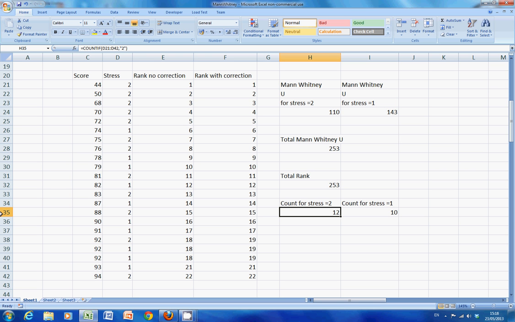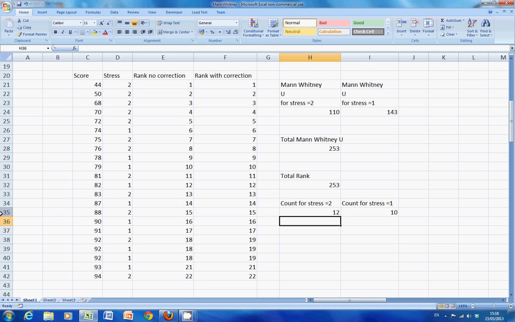I then wanted to find out the count, how many people had stress equal to 2, how many people had stress equal to 1. So here's our good friend COUNTIF. So I'm counting the number of entries in D21 to D42 that have 2 as an entry. And for those of you that are new to Excel, for some bizarre reason, the numerical value has to be put in quotes. You would think that would be normally text, but the way COUNTIF works, it isn't. You just put it there.